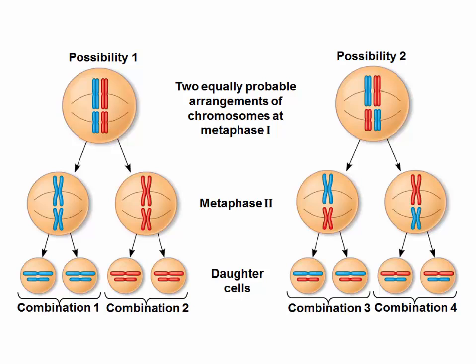So here is possibility 1. 2 equally probable arrangements of chromosomes at metaphase 1. Notice how they're arranged. They're identical, right? So you could have, remember, the blue is for the dad and the red is for the mom. Well, at metaphase 2, notice what is going on on the right-hand side. It's different. And so the daughter cells are different.